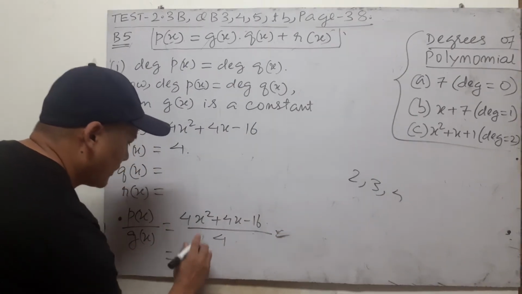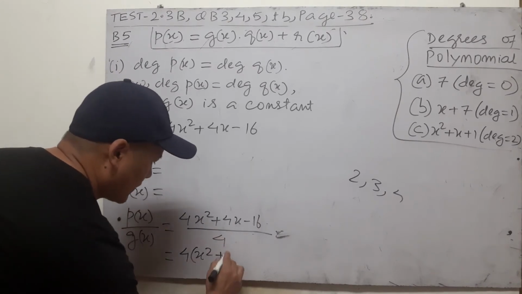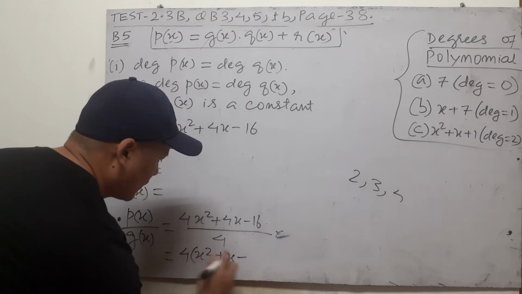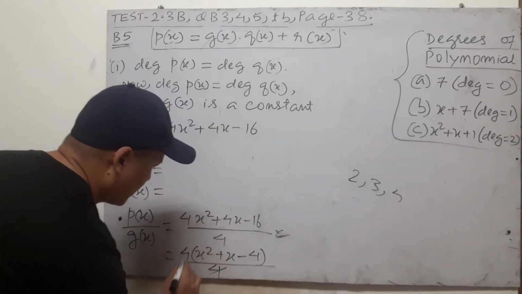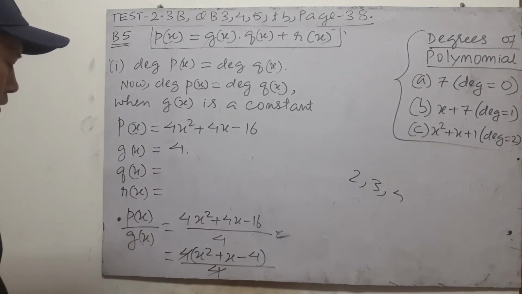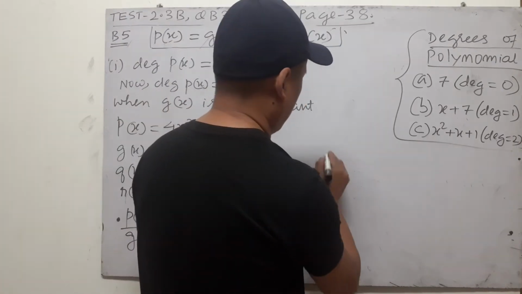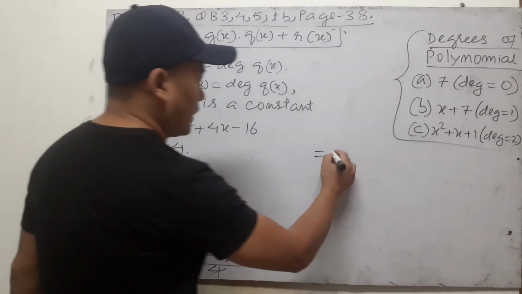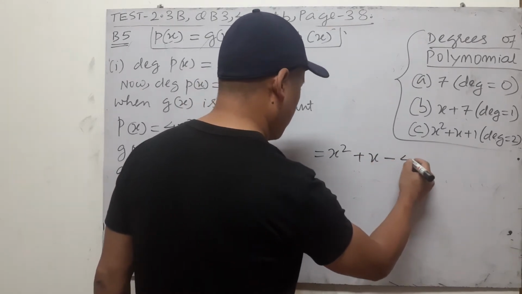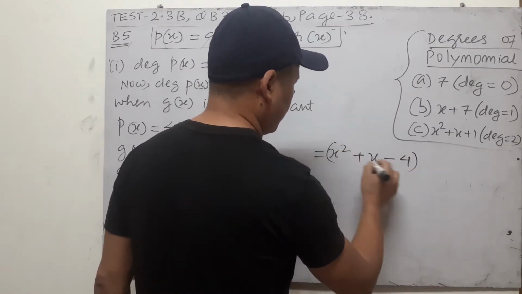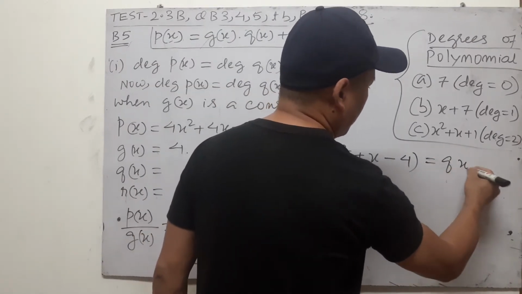4 is a common factor, so take it out: x squared plus 4 outside. Inside, x, plus into minus, minus 4 into 4, then only 16 divided by 4. So this 4 and 4 cancel. So you're going to get x squared plus x minus 4, which is equal to q of x, the quotient.